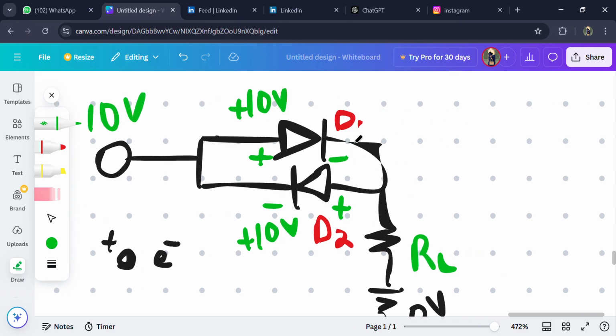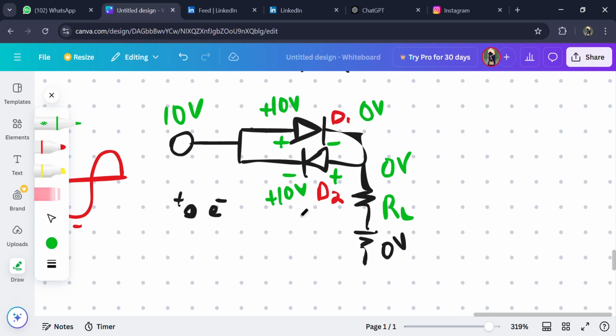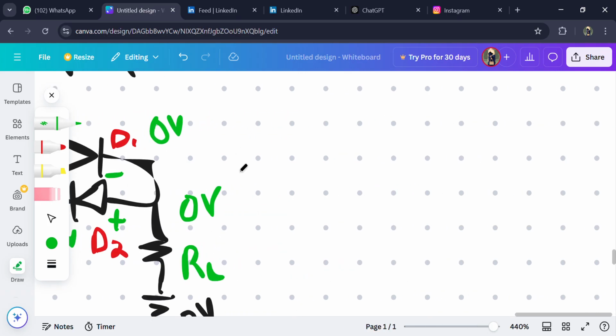We all know that if we are talking about the PN junction, this side of the PN junction would always have 0 volt. And I'll tell you very soon why we are considering zero volt. For now, just keep in mind that here we have 0 volts and then here we also have 0 volts. For the results, let's first make a table.